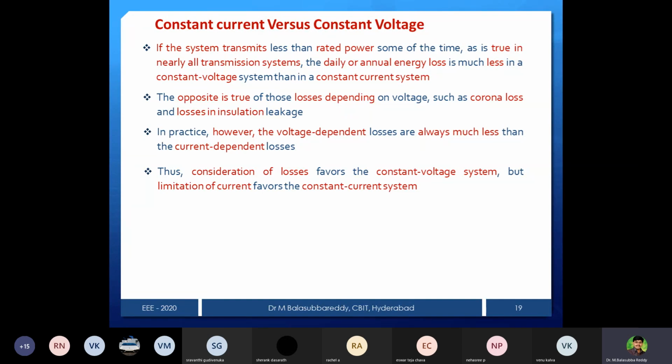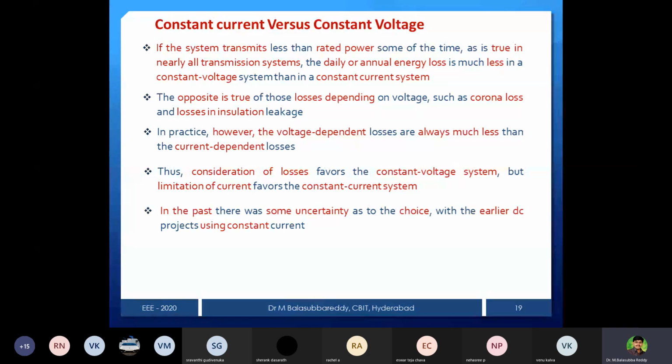So the loss favors the constant voltage system, but the limitation of the current favors the constant current system. And in the past, there was some uncertainty in the choice, with the earlier DC projects using constant current. Some of the projects they used are already reported in the previous slide. However, it is possible by the use of automatic control to combine the best features of each.